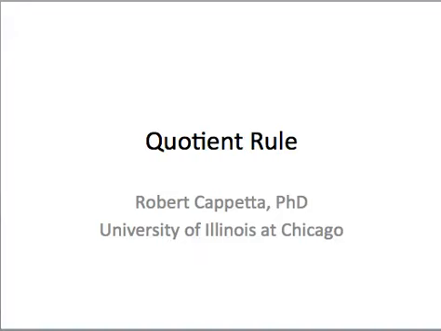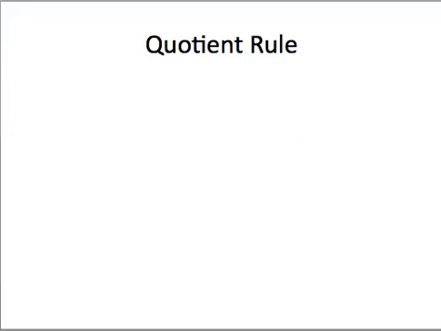This is Bob Capetta from the University of Illinois at Chicago, and this lesson is on the quotient rule. So if we have two functions dividing, how do we find the derivative? You might think you just divide the derivatives, but no, it's not quite that simple. The rule is as follows.